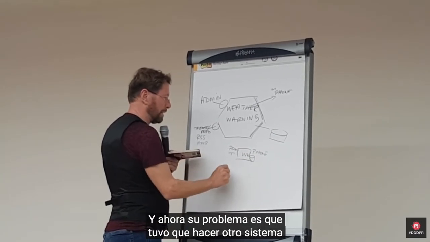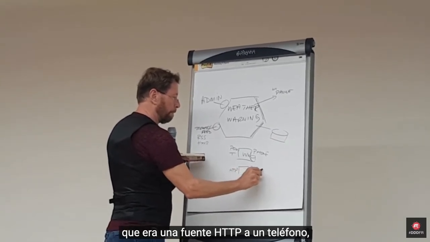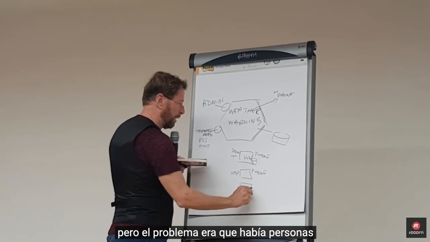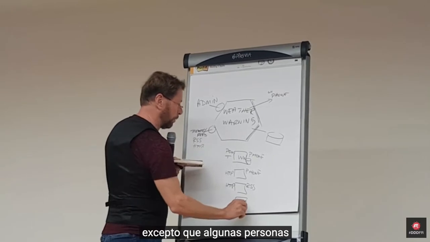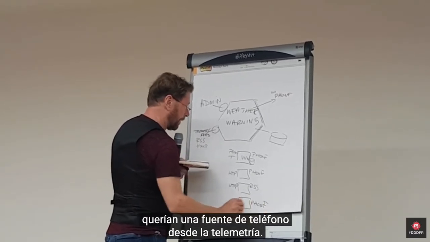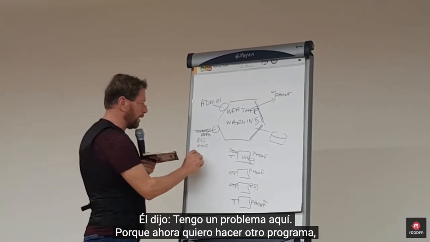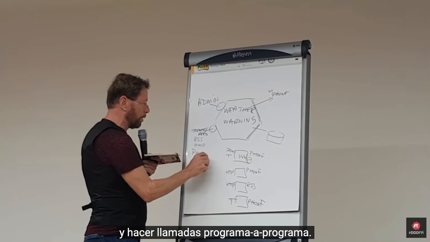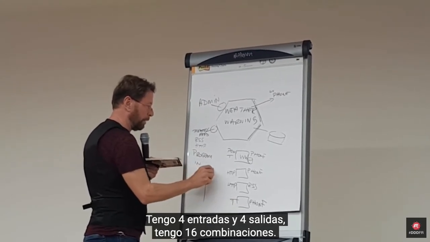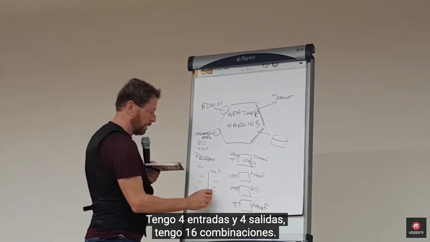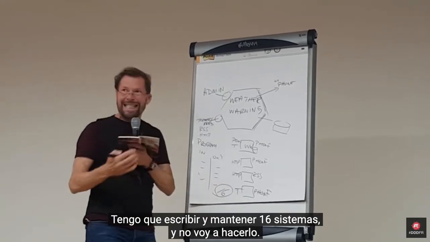And now his problem is he had to make another system, which was an HTTP feed to a phone. But the problem was those people were now getting HTTP. They wanted an RSS feed from the HTTP, except some people wanted a phone feed from the telemetry. He said, I have a problem here because now I actually want to make another program and make program-to-program calls, and I have got what? I've got 4 inputs and 4 outputs, right? I've got 16 combinations. I have to write and maintain 16 systems.